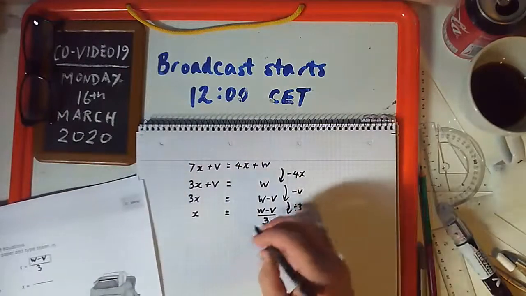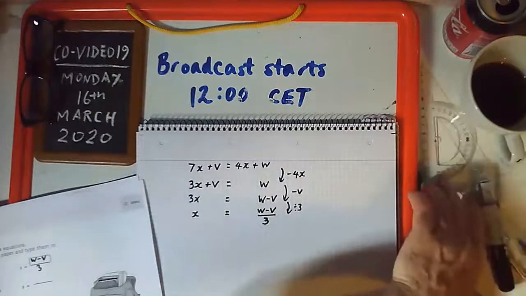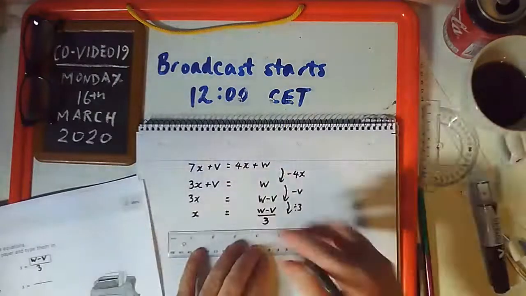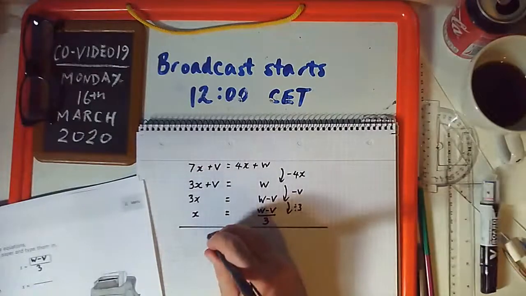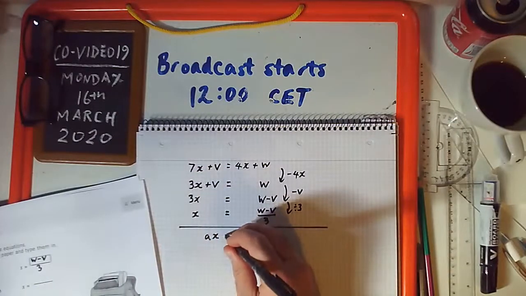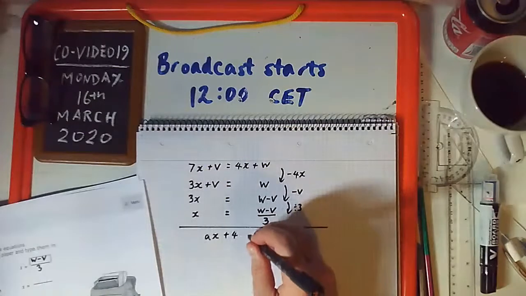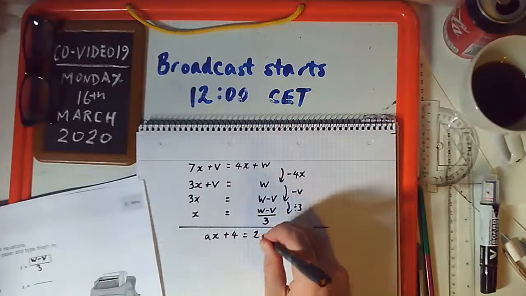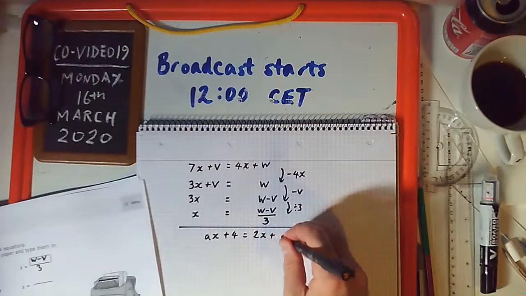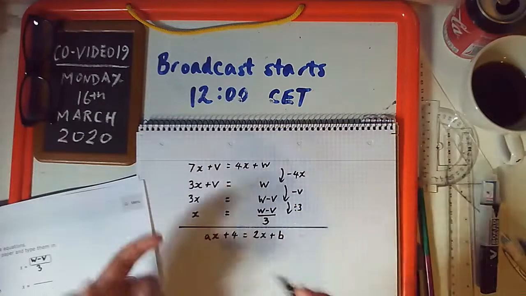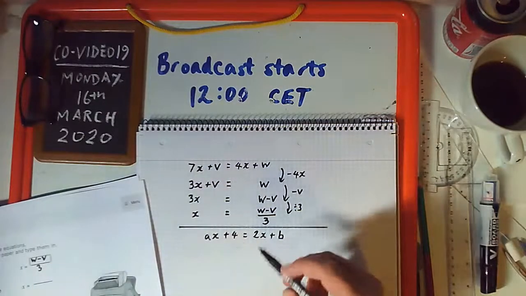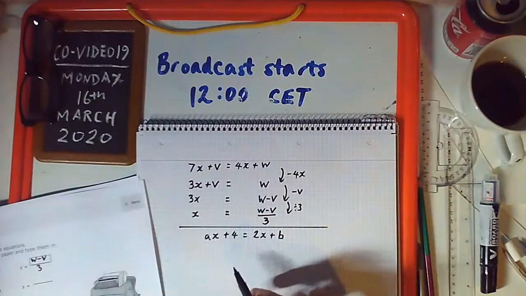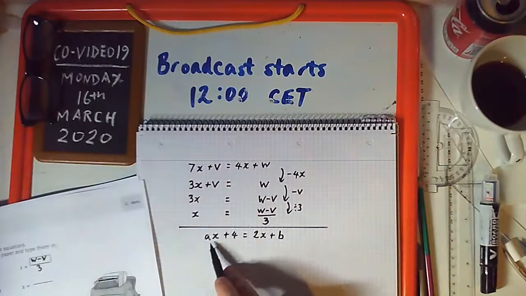Oh, now the next one's tricky. Let me just roll this off. So I've got ax plus 4 equals 2x plus b. So I've got x's on both sides, but on the left-hand side, one of the x's is some unknown quantity of it, a.